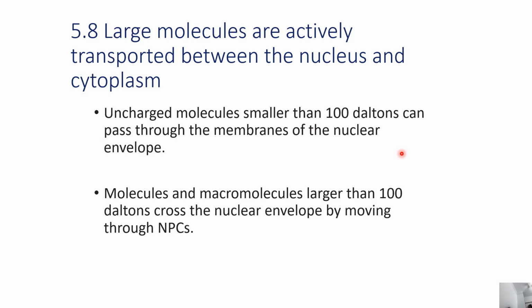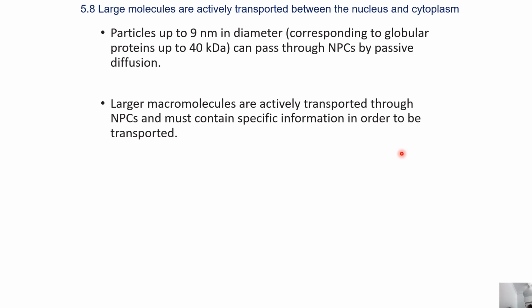Large molecules are actively transferred between the nucleus and the cytoplasm. Uncharged molecules smaller than 100 Daltons can pass through the membranes of the nuclear envelope. Molecules and macromolecules larger than 100 Daltons cross the nuclear envelope by moving through NPCs. Now, particles up to 9 nanometers in diameter, corresponding to globular proteins up to 40 kDa, can pass through the NPCs by passive diffusion. Larger macromolecules are actively transported through NPCs and must contain specific information in order to be transported.